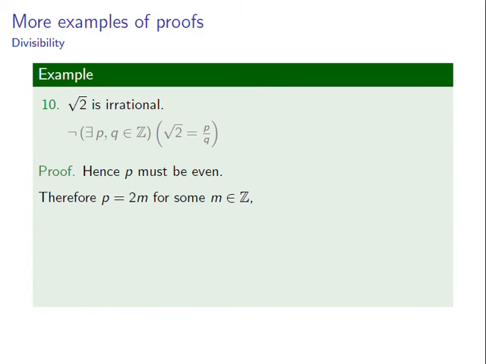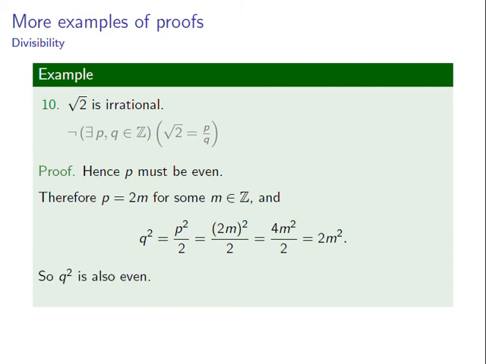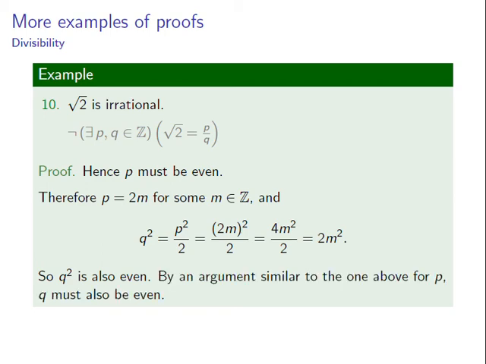Continuing, we can then write P as 2 times m for some integer m, and thus Q squared, which is equal to P squared over 2, is equal to the square of 2m divided by 2, which is equal to 4m squared over 2, which is equal to 2m squared. So Q squared is also even. By an argument similar to the one above for P, Q is also even. Note that we will not repeat the details of the argument here, because we will use exactly the same statements, except with P replaced by Q.